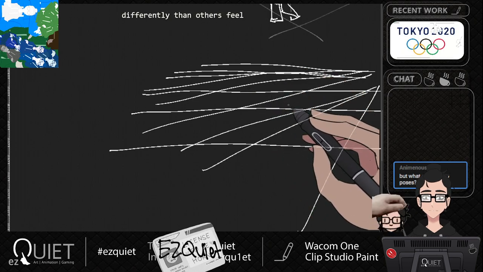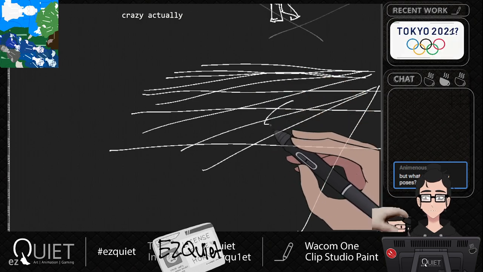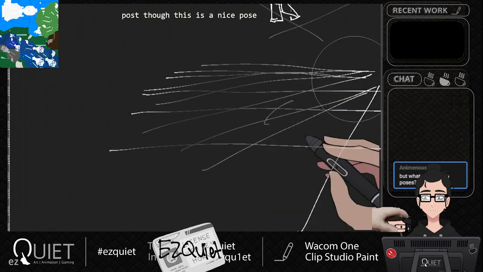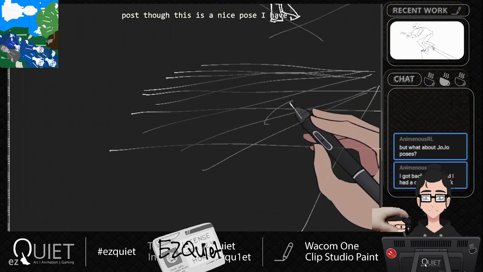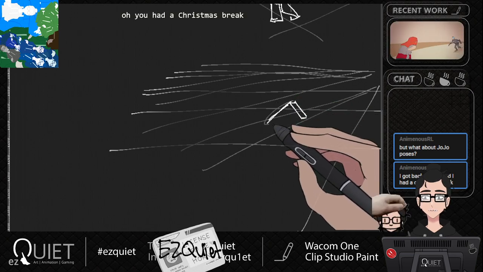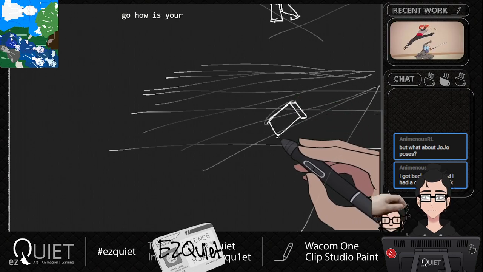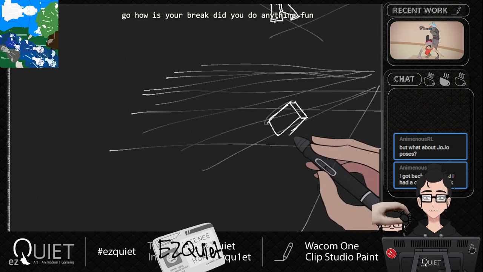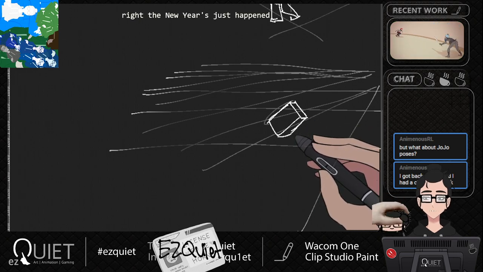Yo, this pose is crazy. I actually like this pose though. This is a nice pose. I got back to UNIV and I had a Christmas break. Oh, you had a Christmas break. Nice, nice. Let's go. How was your break? Did you do anything fun? Right, New Year's just happened. That's right, we had Christmas and New Year's.